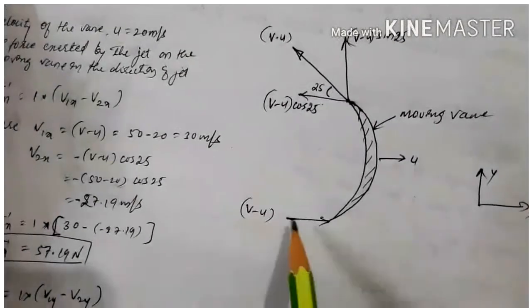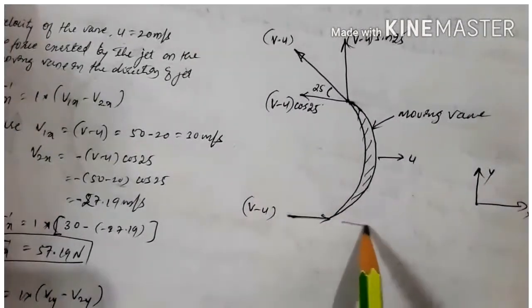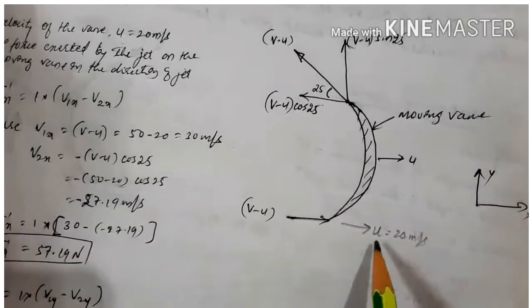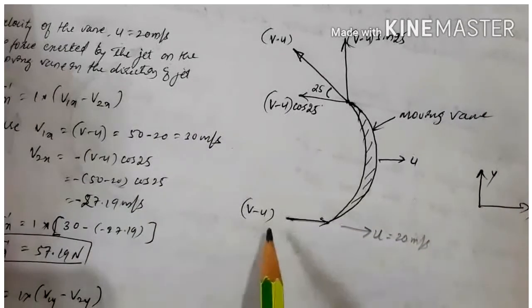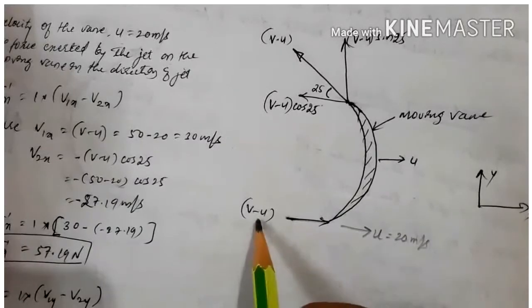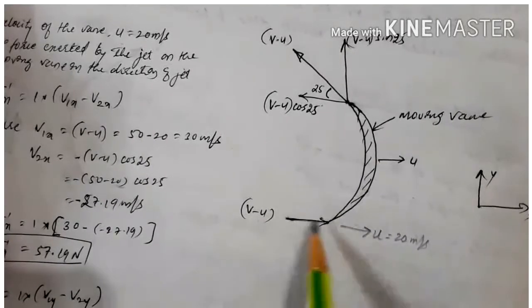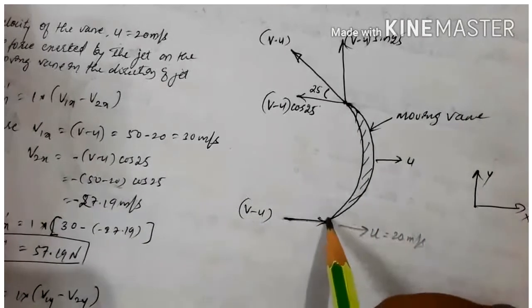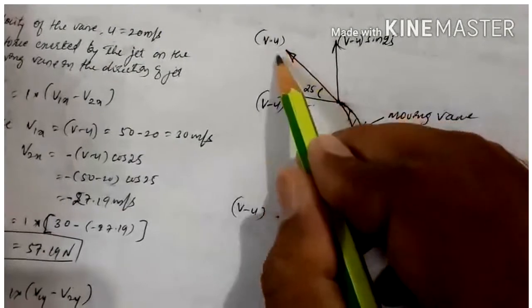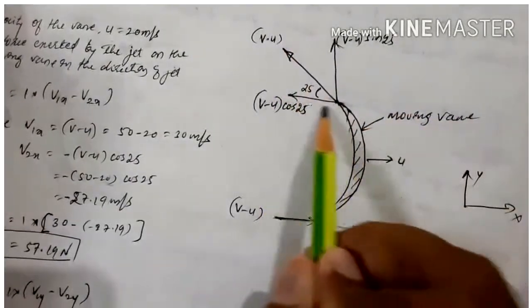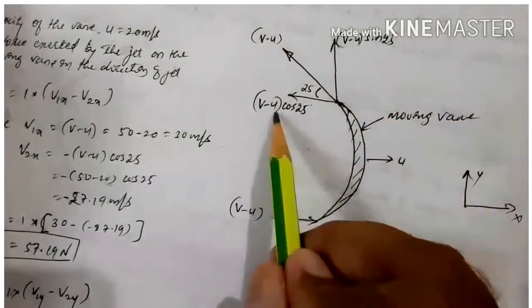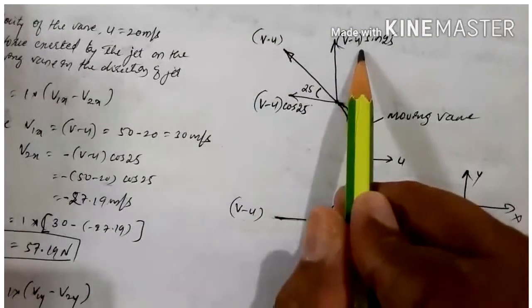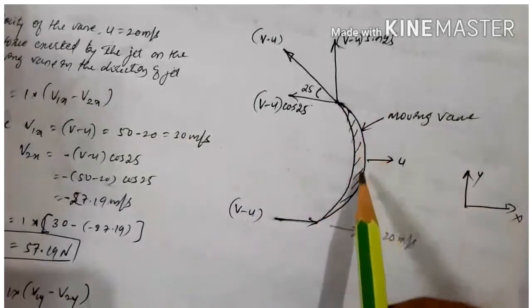So here the same vane is taken, but it is moving with a velocity of 20 meter per second, that is the velocity of the vane. Then the effective velocity here becomes v minus u, because both are moving. The jet enters with a velocity of v minus u, then it exits with v minus u. Again you have to resolve into two components, one vertical and one horizontal: v minus u cos 25 and v minus u sin 25.